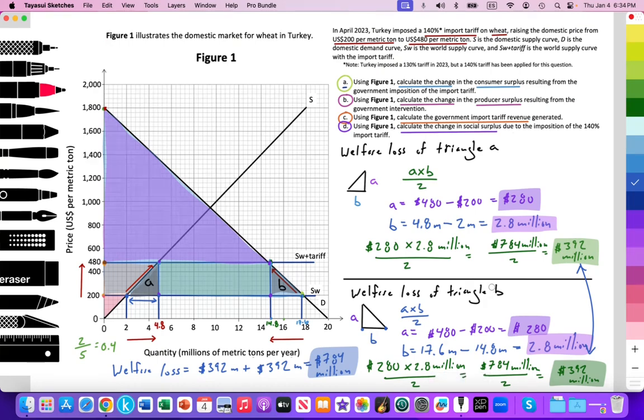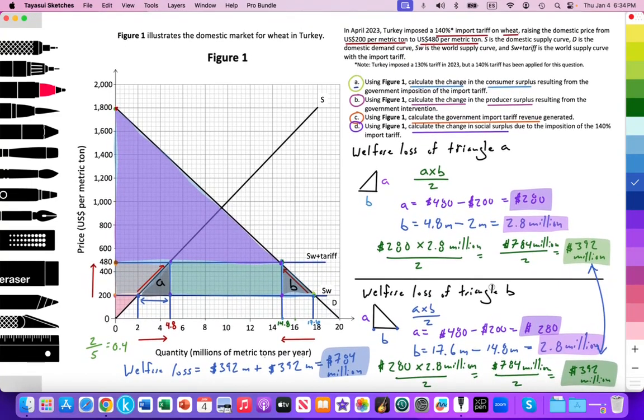So let's go ahead and tackle this last question. There's a few videos that are all linked below. We've tackled calculating changes in consumer surplus, producer surplus, the government import tariff revenue, and the welfare loss of triangles A and B. For question D, we can also interpret calculating the change in social surplus as the welfare loss plus the government tariff revenue. That could be an accepted answer. Or you can just state it's the welfare loss of triangles A and B, and that's it, which is what we did in the last video, which we can see our workings here.